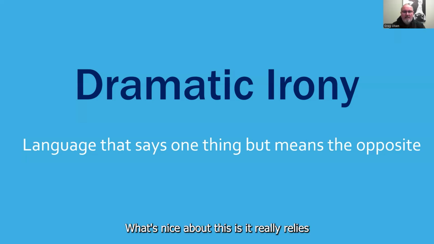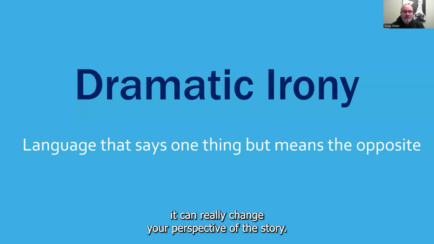What's nice about this is it really relies upon the reader to understand that it is irony. If it's read as literal, it can really change your perspective of the story.